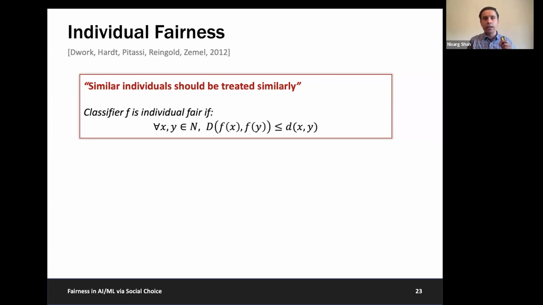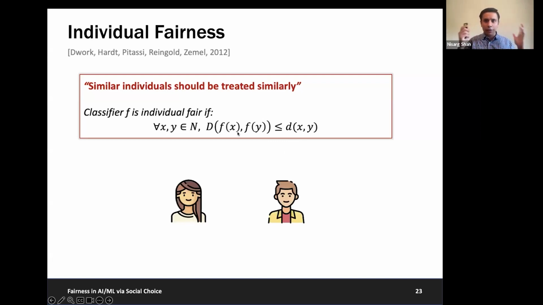Okay, so what you do is you take every pair of individuals x and y, you look at their classification outcomes f of x and f of y, and you look at some form of a distance or discrepancy between these two classification outcomes, which is given by this function capital D. And you demand that this discrepancy between the classification outcomes that individuals x and y get should be less than or equal to the distance between these two individuals given by some underlying distance metric. So this distance metric has to be given to you. It's something that the application designer chooses based on the domain knowledge. But then you can define this particular definition.